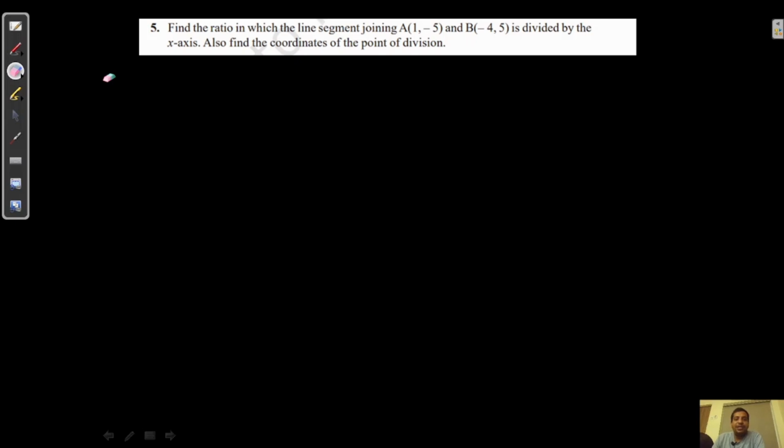Find the ratio in which the line segment joining 1 comma minus 5 and minus 4 comma 5 is divided by x-axis. Look, just try to think. They are not giving any coordinate which is dividing it. They are simply saying it is divided by x-axis. Just imagine there are coordinate axes. It is a little bit tilted, please ignore my handwriting, I am not habitual of it.